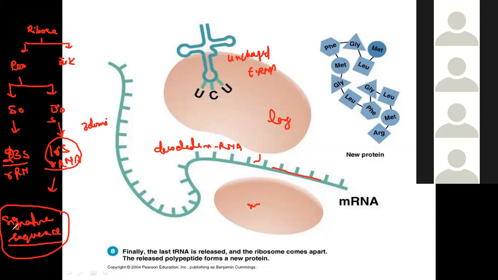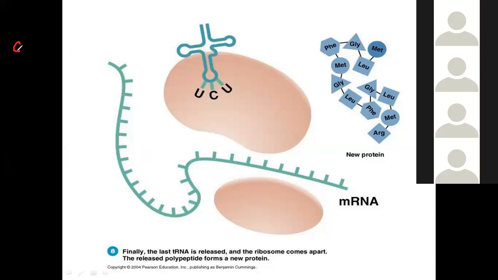This signature sequence is the basis of three domain classification. Do you know the three domain classification? Can anyone tell? The three domain classification is also known as the six kingdom classification, and you have to learn it. The three domain classification is based on the 16S rRNA sequence.